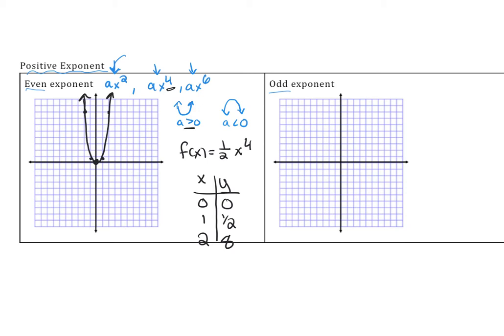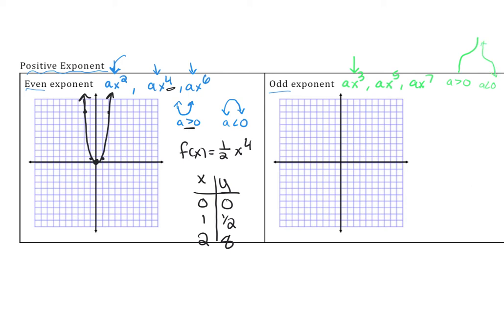Okay, now looking at odd exponents, so if I've got ax to the third, ax to the fifth, ax to the seventh, when it's just a single term monomial, they all kind of mimic that cubic function that does this. And that is when a is greater than 0. If the leading coefficient is negative, it just changes the end behavior, just kind of flips it.